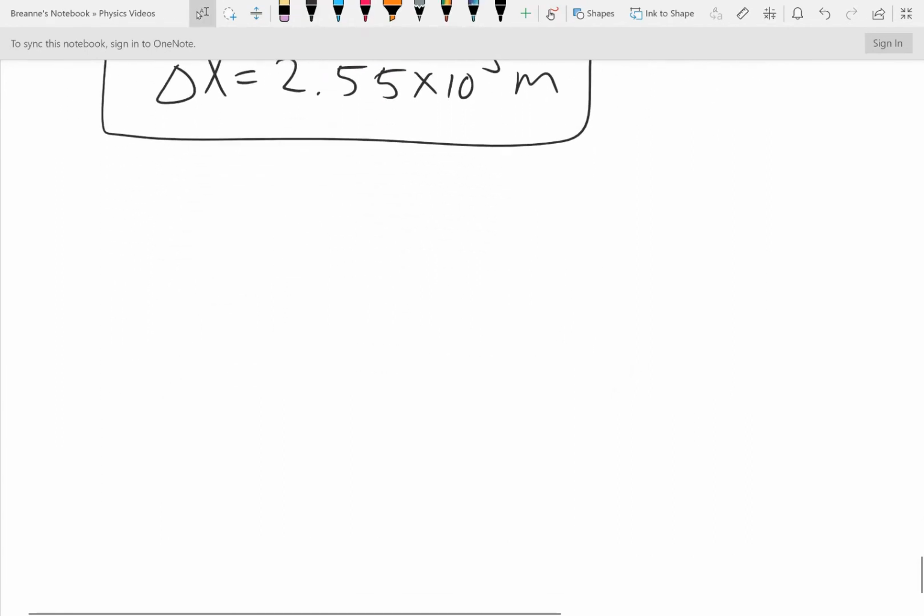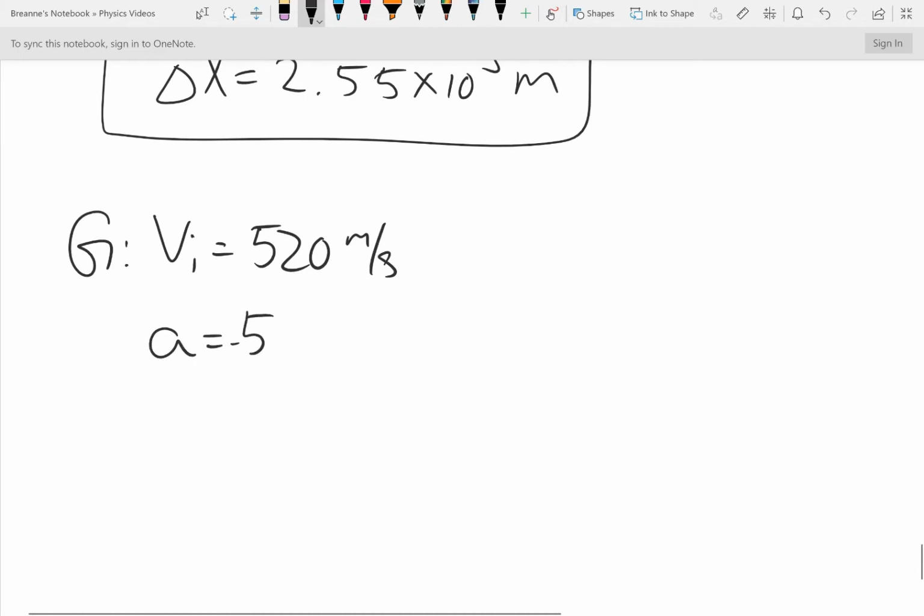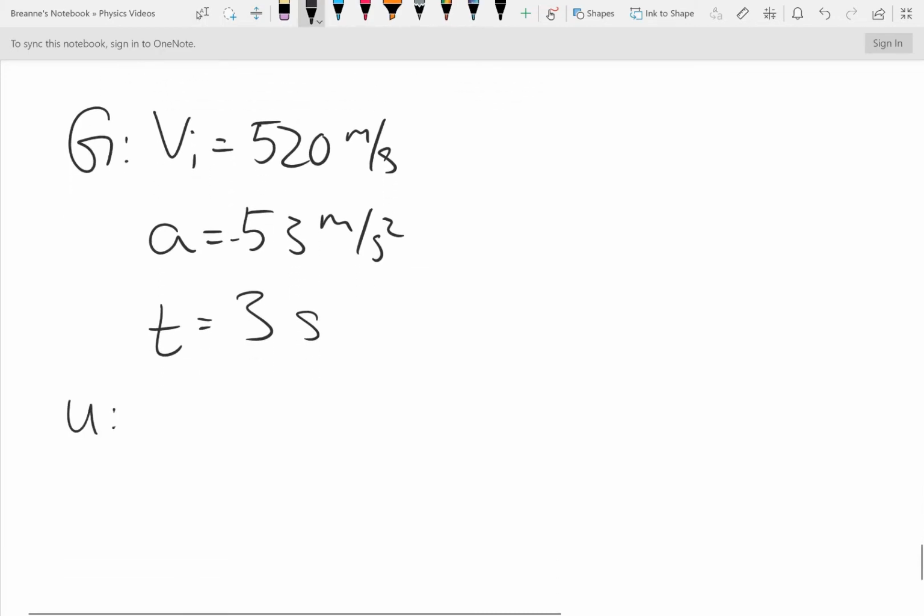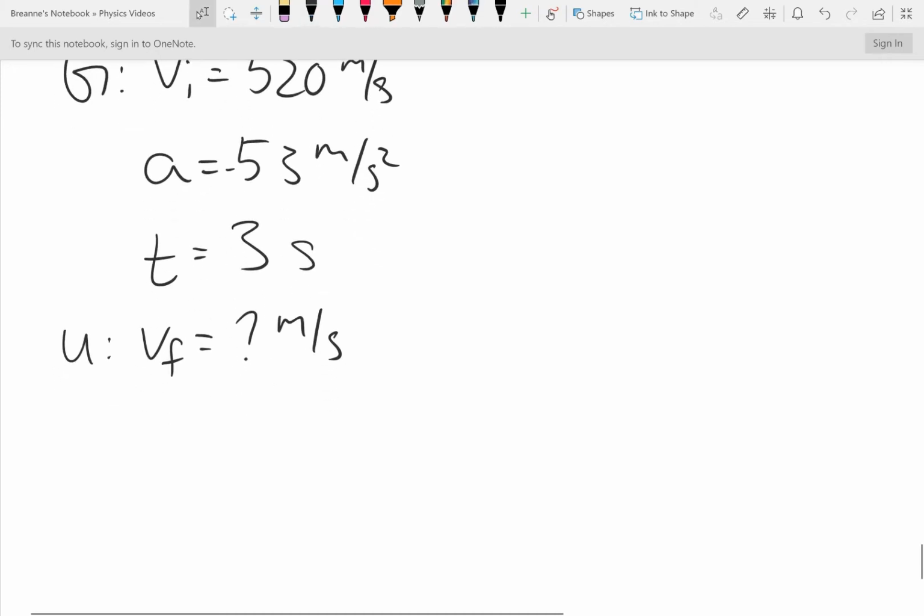Last question. The velocity of the space shuttle after 3 seconds. So our givens, initial stays the same, because that's what it starts at. Our acceleration stays the same, because that's what it's accelerating at. But this time, it gave us a different time. It wants to know how fast it's moving after 3 seconds. And so how fast it is after, so it's our final velocity. And we'll be using the third equation once again. So VF equals VI plus AT.